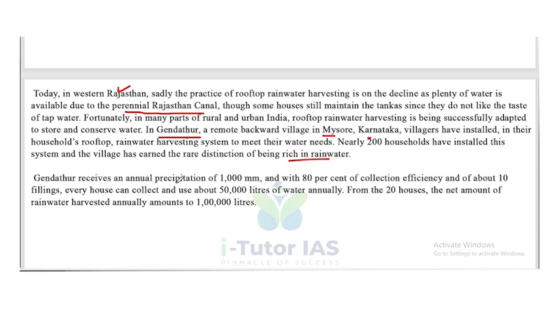Gendathur receives an annual precipitation of 100 mm, with 80% collection efficiency and about 10 fillings. Every house can collect and use 50,000 liters of water annually. From 20 houses, the net amount of rainwater harvested annually amounts to 1 lakh liters. So they are collecting a lot of water. That is about this chapter.